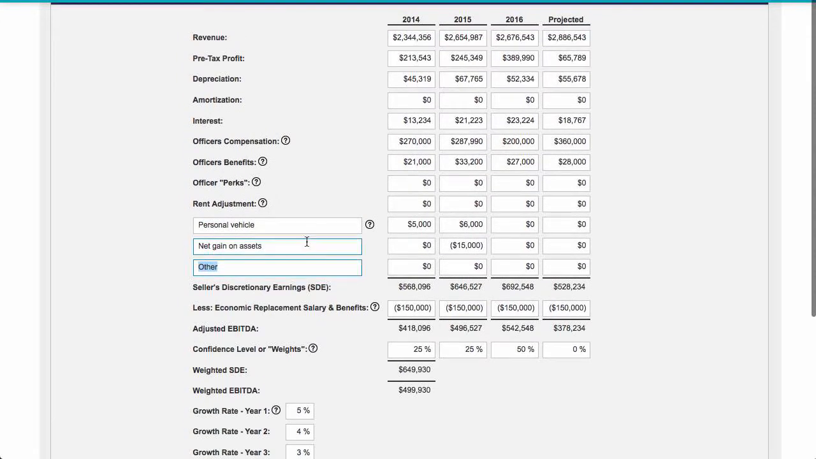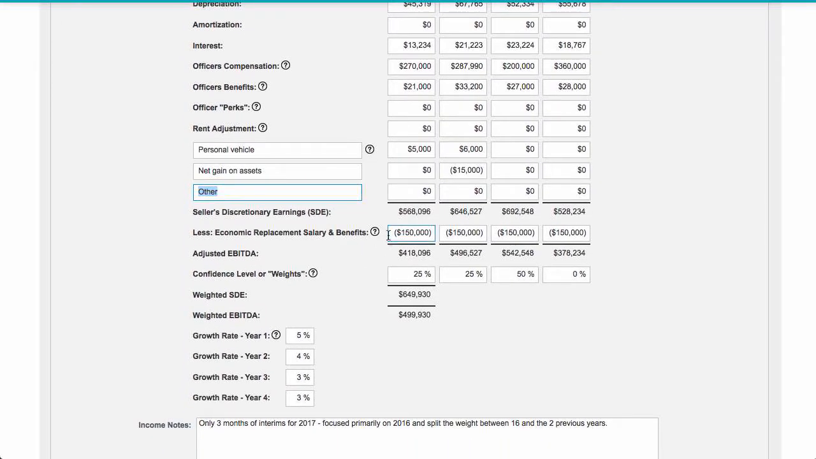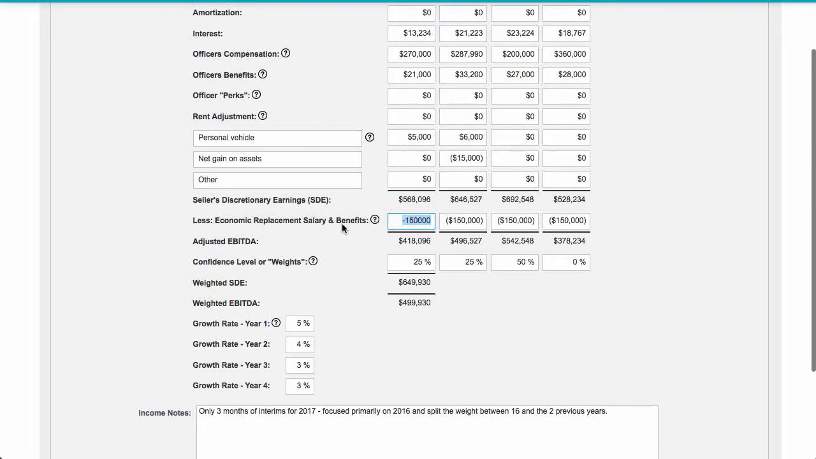And you have the ability to make these positive or negative. You then get to a less economic replacement salary. So in this case, whether you put it in positive or negative, it's always going to enter as a negative number because it's a replacement salary. Keep in mind that's an economic replacement salary. That would be not what the possible buyer would take. It would be what you could hire someone to replace the CEO or owner of that company to run the day-to-day management. At the end of the income section, you have your confidence level or weight section.